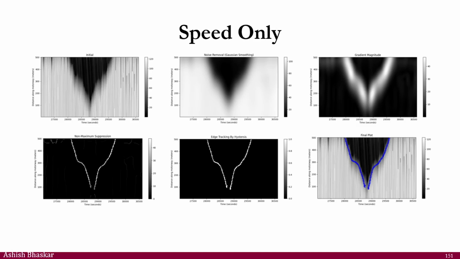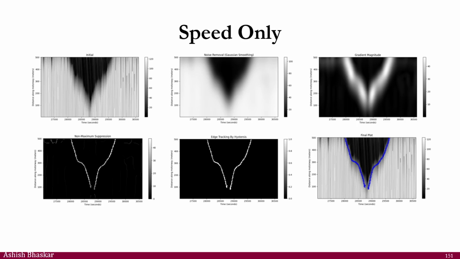This is how you get your initial image. You do the noise removal, and that whole matrix converts to this one. Then it converts to the gradient magnitude, which looks like this. Ultimately, what you get at the end is you can trace the edges.